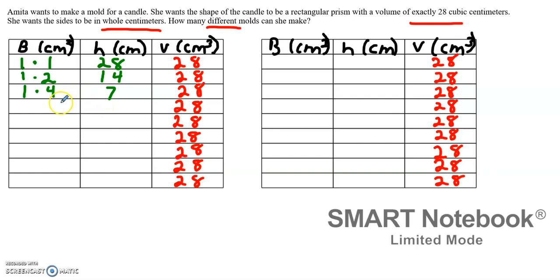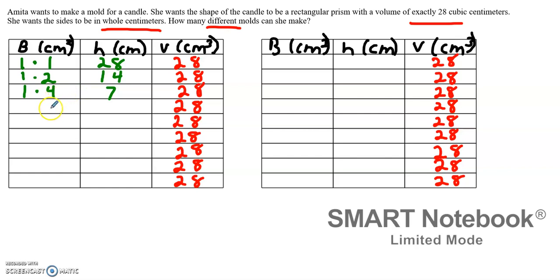If I can, I write it down. If I can't, then I skip it. Right? So 1 times 5 gives me 5. 5 times a number doesn't give me 28, so I can't use that. Then I have 1 times 6. Well, 1 times 6 gives me 6, and 6 times a number does not give me 28 that are whole numbers. Remember, I can't have decimals. They must be whole numbers.